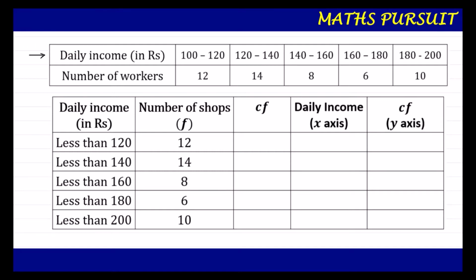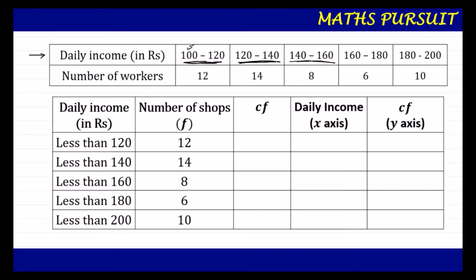They have given the data as 100 to 120. Here the upper limit is 120, so for that reason we have taken less than 120. That means our data lies from 100 and within 120. Here our data lies from 100 and within 140. Here it is 120 to 140, but we can conclude that our data lies from 100 to 140. Here we conclude that our data lies from 100 to 160, because our starting point is 100.